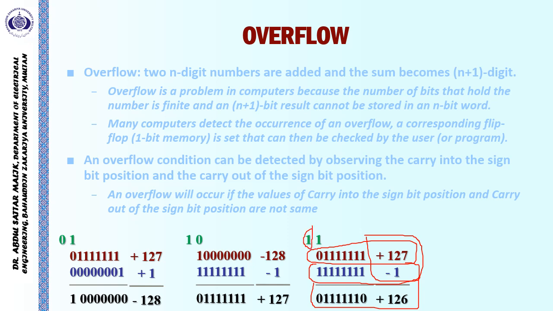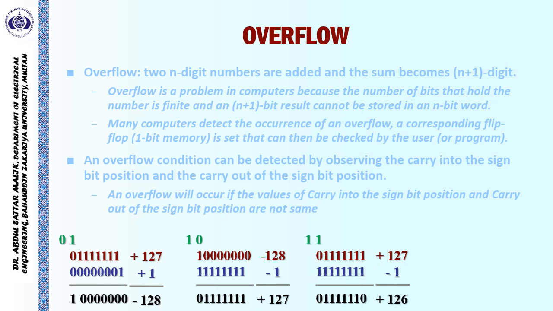Now, this carry actually indicates that if we take these two numbers as unsigned numbers, then there will be a carry and the result will be out of range. For example, over here the signed number is +127, and this number when it is taken as an unsigned number, it is 255. 255 when added to +127, the result obviously will be more than 255. Now, if we take these two numbers as unsigned numbers, the result will definitely be out of range.